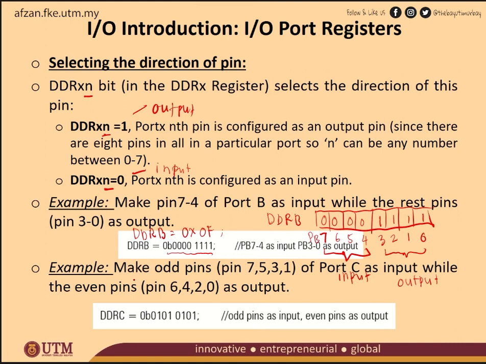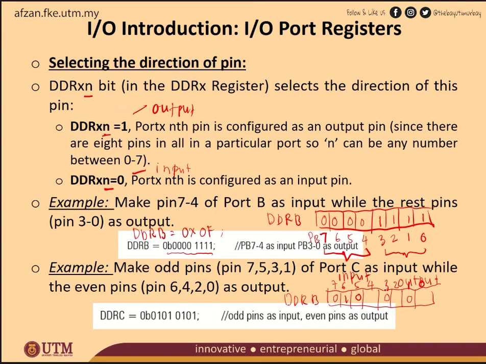Alright, so now for this one, make the odd pins, which are pins 7, 5, 3, 1, an input, while the even pins 6, 4, 2, 0 an output. So again, you draw your DDRB. DDRB, you have 8 bits. So this is bit 7, 6, 5, 4, 3, 2, 1 and 0. Now it's saying that the odd pins you're going to make as an input. So how are you going to do that? What number are you going to put? You put 0 to all your odd pins, your odd pins here, you put 0 to your DDRB. And then the even pins here, you want to make as an output.